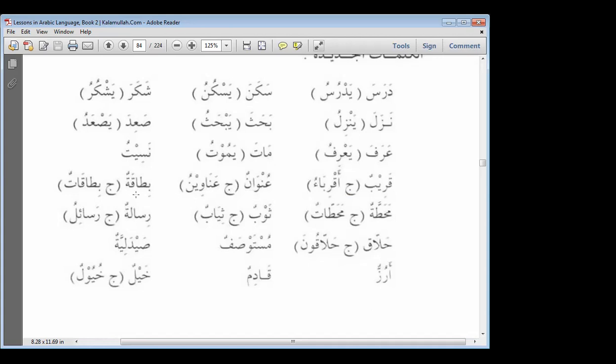Bitaqatun. Mahattatun. Thawbun, thiyabun. Risalatun, rasailu. Halaqun. Anybody knows a halaq? A barber, right? So the plural is halaquna.